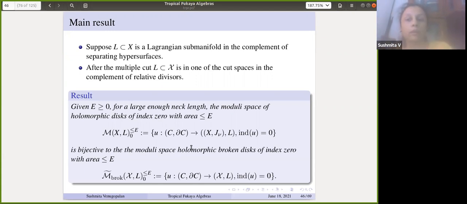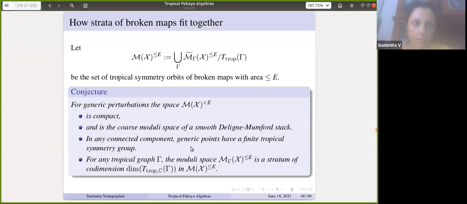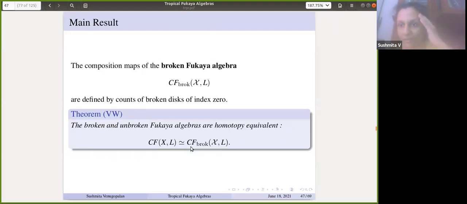So that involves the compactification theorem, which we saw earlier, and a reverse cloning theorem. Using this, one can define a Fukaya algebra in the broken manifold, and there is a Fukaya algebra in the unbroken manifold. Those two are homotopy equivalent. So one can do all the Fukaya algebra business completely in the unbroken world because we have this homotopy equivalence. Questions?